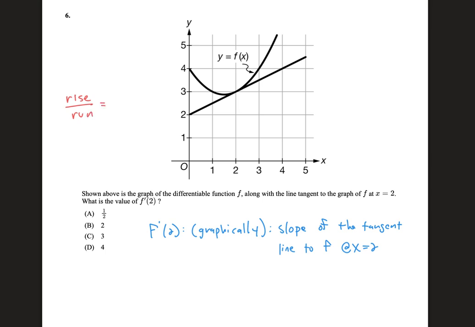Okay, so pick 2 points. Just a reminder how to do it. Just pick any 2 points on the tangent line in this case. How much does it rise? It rises 1. How much does it run? Runs 2, so 1/2.